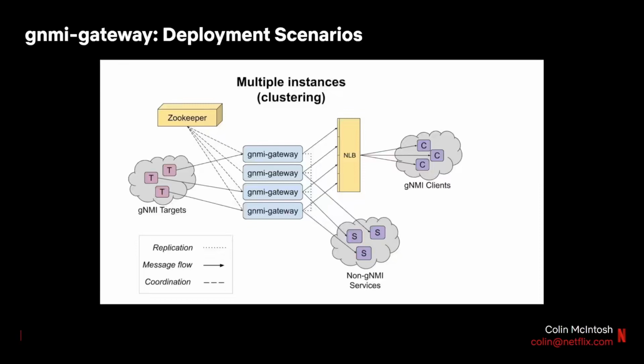This NLB could be a layer 4 load balancer, such as we use, a layer 7 load balancer, or anything else that fits your needs, such as DNS load balancing. In a practical deployment, the GNMI Gateway instances in this diagram could be Docker containers, cloud instances, or servers in a data center, whichever is most appropriate for your situation.